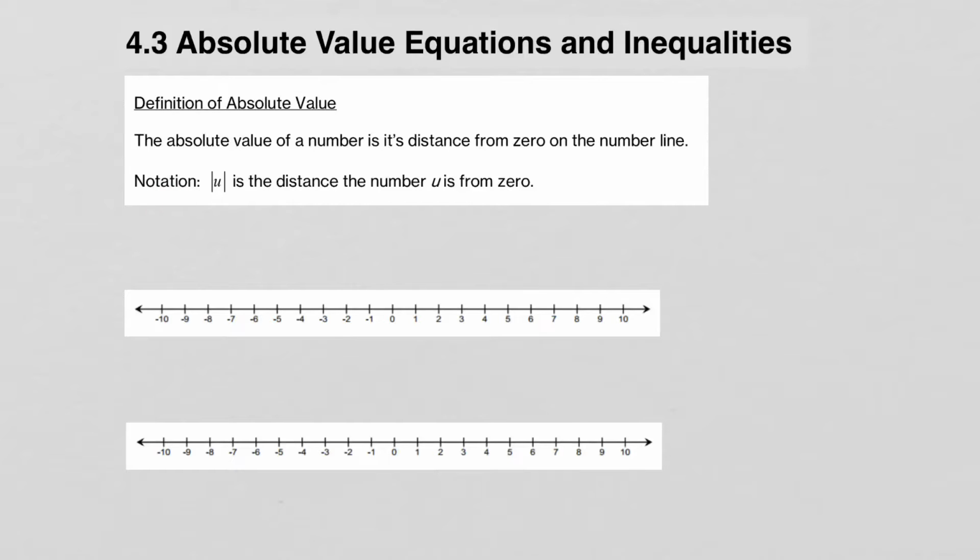The notation that we use for absolute value is these vertical bars here. And so if we have the absolute value of u, this is the distance that u is from zero on the number line.